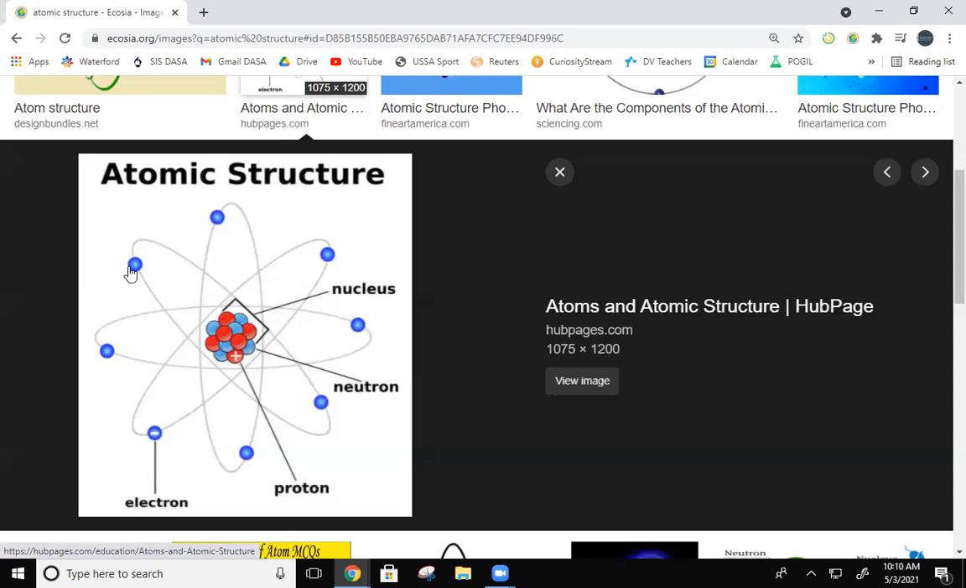How many electrons do we have? 1, 2, 3, 4, 5, 6, 7, 8. We have 8 electrons, 6 neutrons, 6 protons. What is the charge of this atom? -2, which means it is a what? An ion.